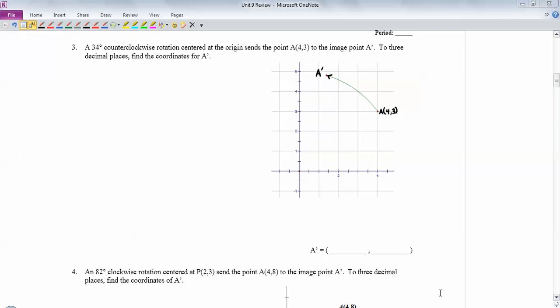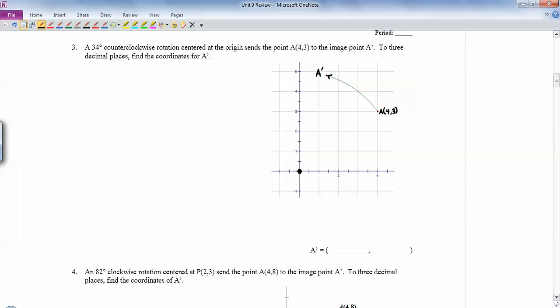All right, so this video is for the Unit 9 review problems. I'm going to do number 3 and 4, so that's page 2. They're both similar problems. They're both rotation problems, and you're trying to figure out where the new point is after a rotation of however many degrees. So in the first problem, we have a 34-degree counterclockwise rotation centered at the origin.